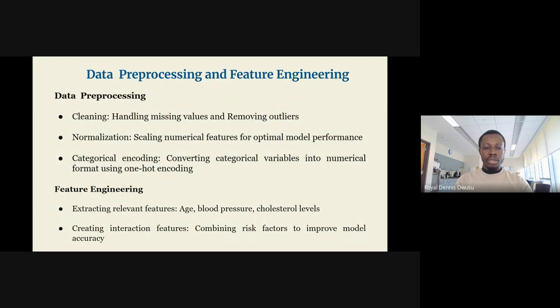Now for our methodology, we started with cleaning the data through data pre-processing by handling missing values and removing outliers. We also did normalization. We did categorical encoding, that is converting categorical variables into numerical format using one-hot encoding. And then we proceeded to feature engineering, by extracting relevant features such as age, blood pressure, cholesterol levels from the data, and then merging all this into one.